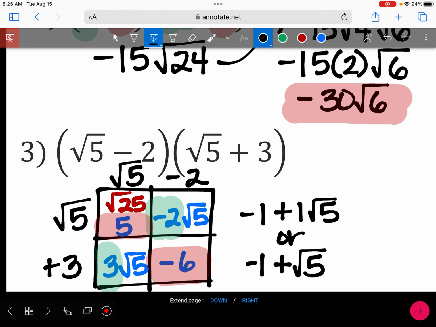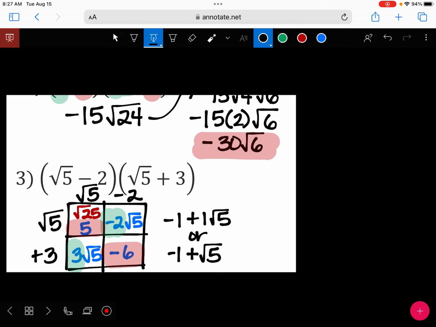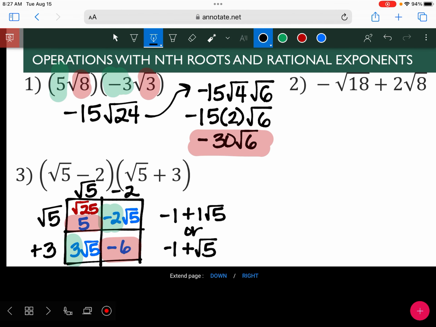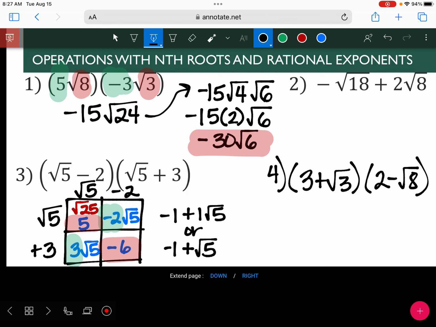So I know I'm ignoring 2, but I'm going to get to 2, and I promise you I will. I want to add one more question now. I want to do a number 4, because I want us to really get this multiplication down, and then we'll get to addition. So go ahead and copy this question down. And we're going to make a box and multiply that out.